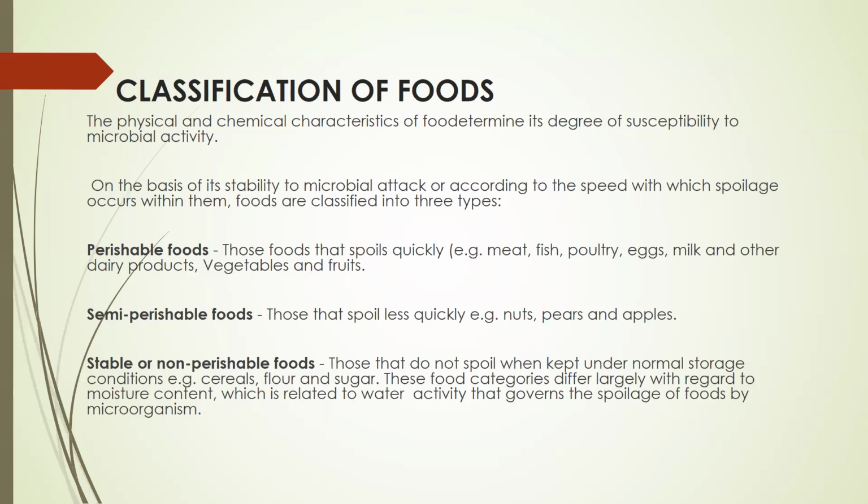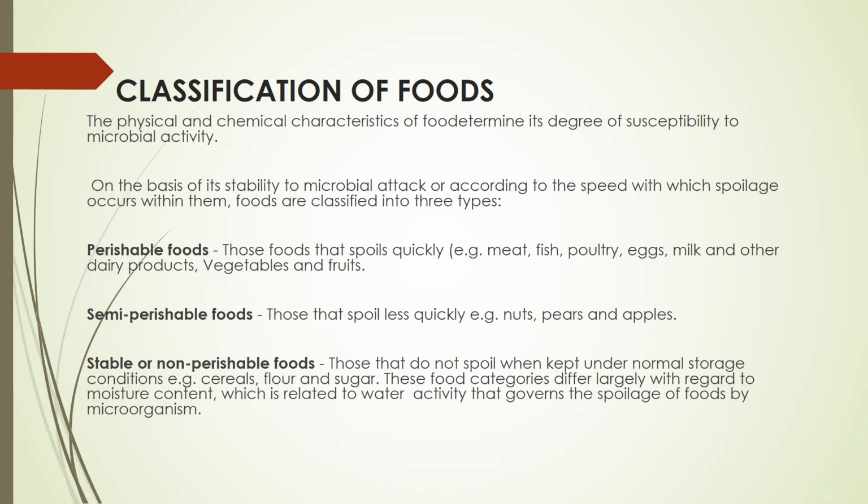So on the basis of stability to microbial attack, or according to the speed with which food can spoil, food can be classified into 3 types. You have the perishable foods, the semi-perishable foods, and the stable or non-perishable foods. Perishable foods are foods that spoil quickly, like meats, fish, poultry, milk, egg, and other dairy products. Vegetables and fruits are also among the perishable foods.